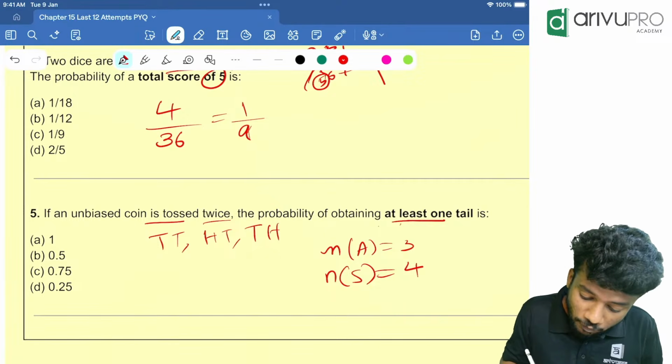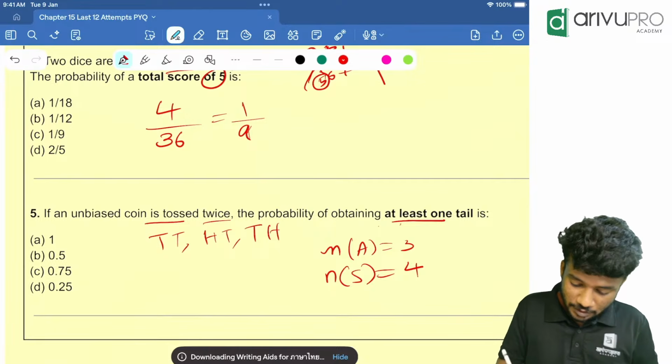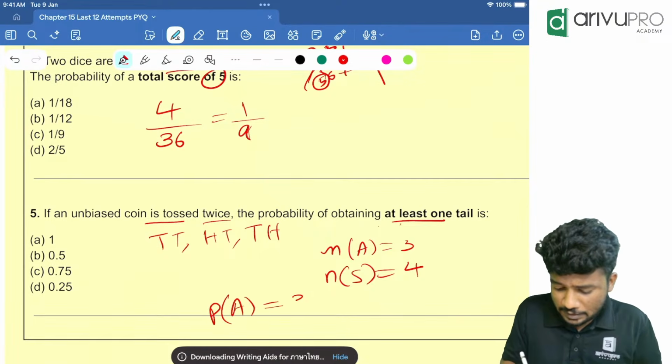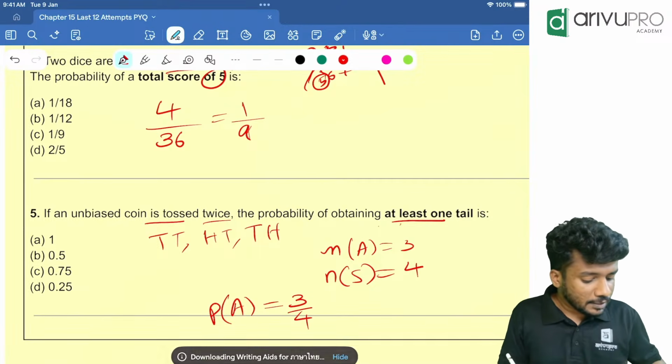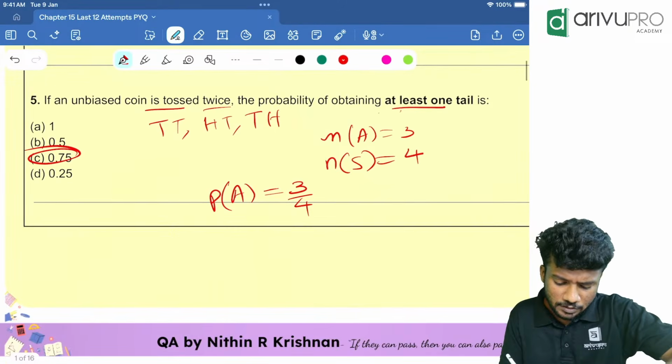So P of A. Some issue is there. P of A is equal to n of A by n of S, which is nothing but 3 by 4. Take your calculator, 3 divided by 4, 0.75. Option C is your answer.